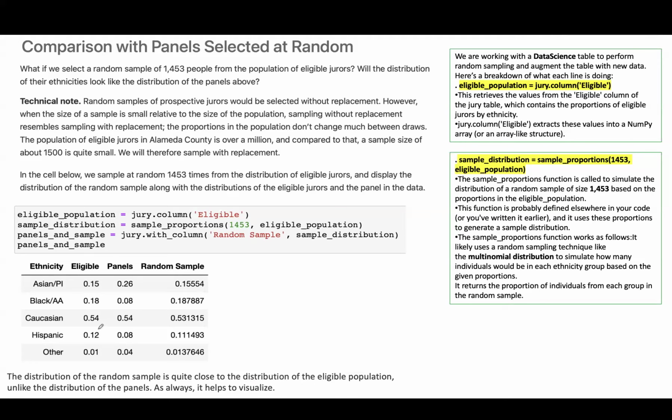For Hispanic, it was 12%. It decreased to 8%, but when you're looking at the random sample, it's about 11%. And for other, it was 1%. It increased to 4%. And then when we look at the random sample, it is about 1% again.